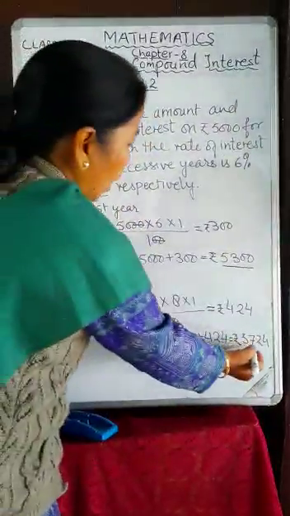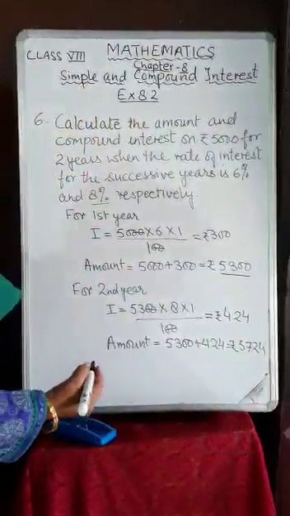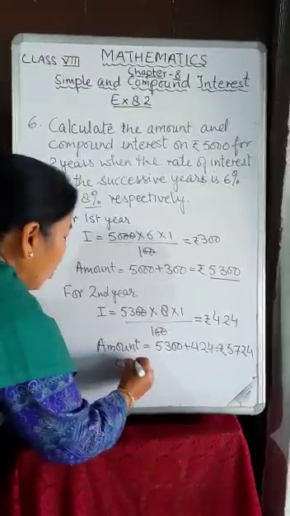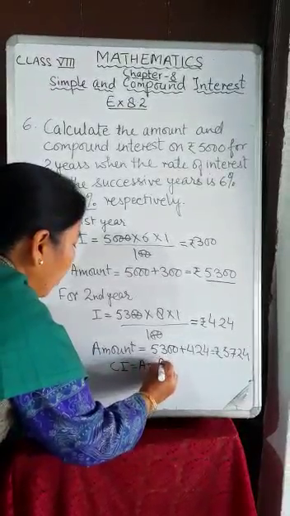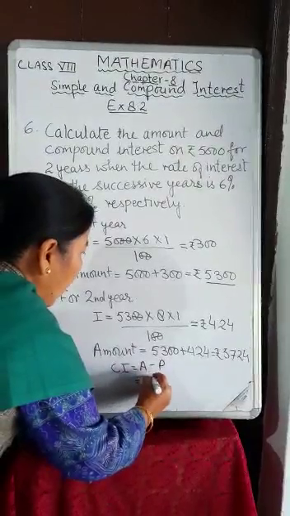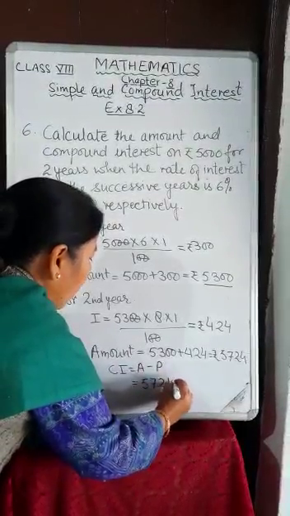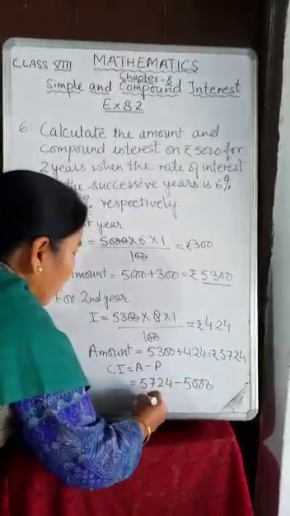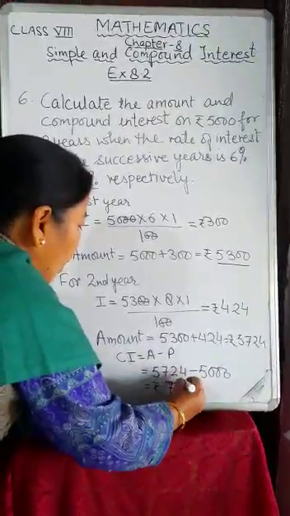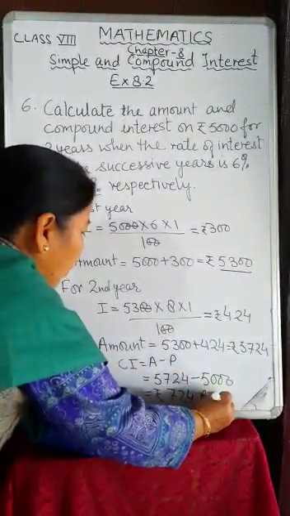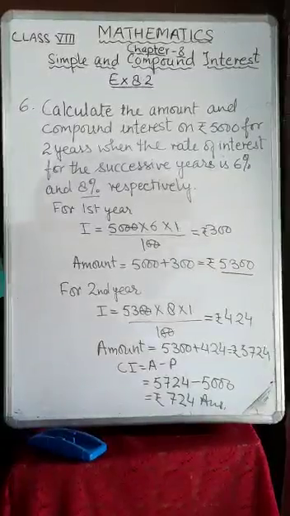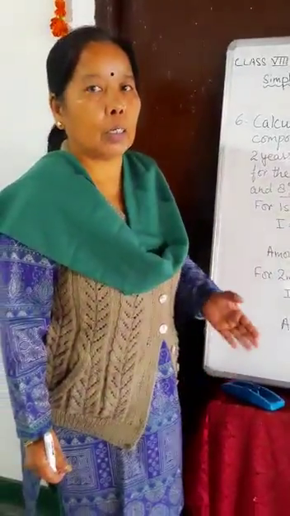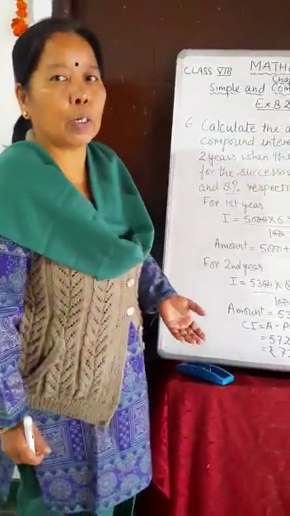So this is the answer of first part of the question. Now we have to find out compound interest also. So compound interest equals amount minus principal. Amount is equal to 5,724 minus 5,000, equal to rupees 724. I hope you have understood the explanation of these two questions. So it will help you to solve the questions of 8.2 exercise.